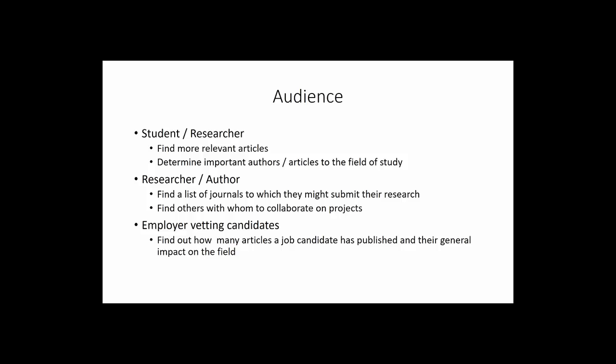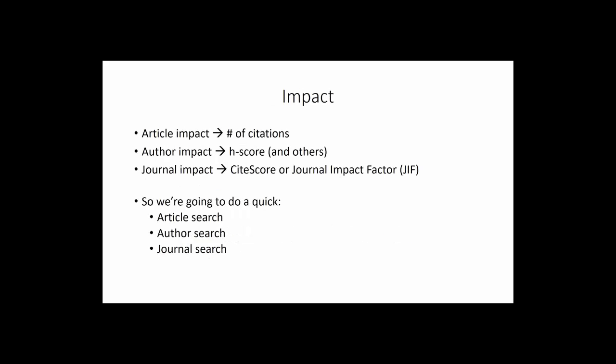An author who wants to get their research published might use Web of Science and Scopus to determine which journals would be a good fit and which journals have the biggest impact in their field. Or they might use these databases to connect with other researchers interested in the same topic as they are, so that they can collaborate on a project. An employer at a university might consult these databases to learn more about candidates for a faculty position, such as how many articles they've published and the impact they've had in their field of study. Today we'll do some searches that measure an article's impact, an author's impact, and finally a journal's impact.